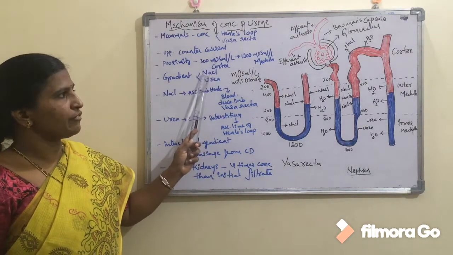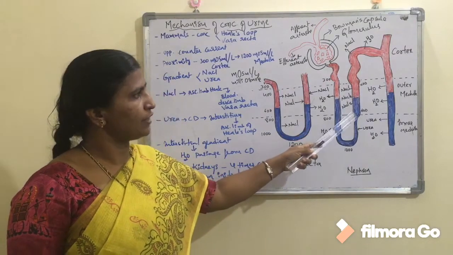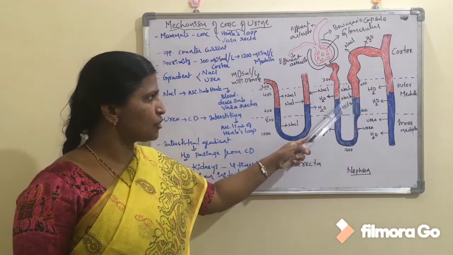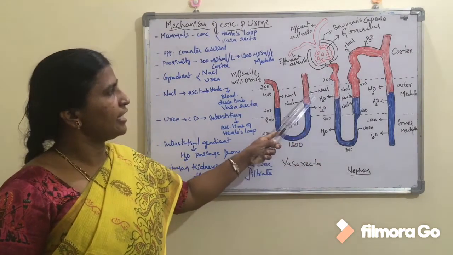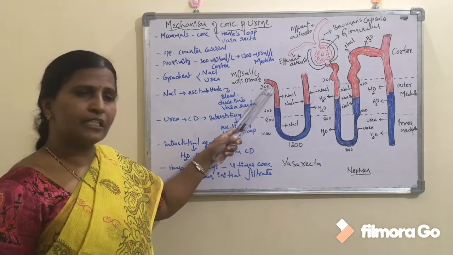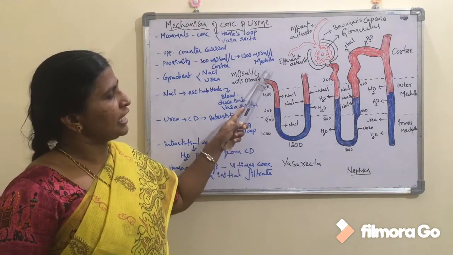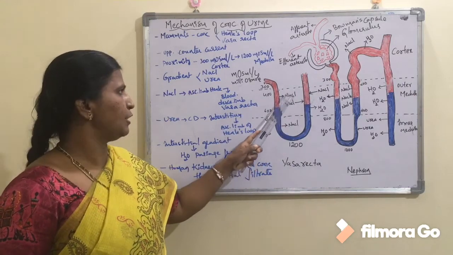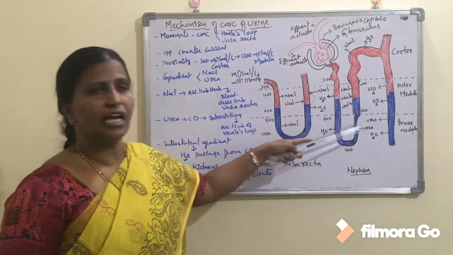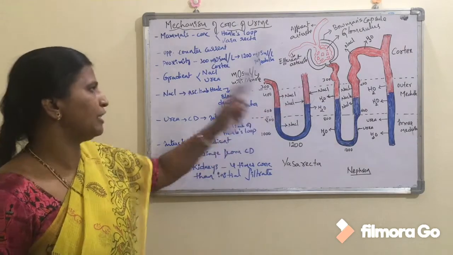If you take the movement of the NaCl ions, they move into the interstitium from the ascending limb of the Henle's loop. From there it enters the descending limb of the vasa recta, and these NaCl ions again come into the interstitium from the ascending limb of the vasa recta. That means NaCl ions are maintained in the medulla region itself to maintain high osmolarity in the medulla region.